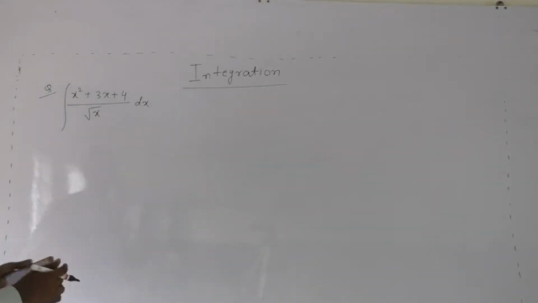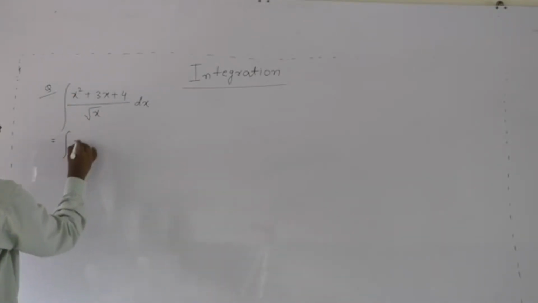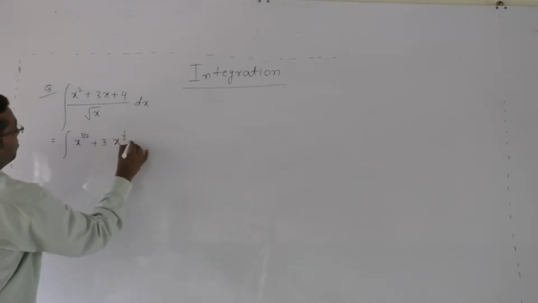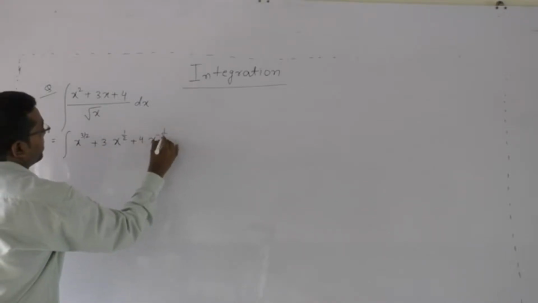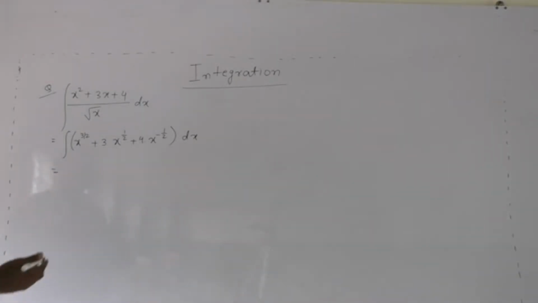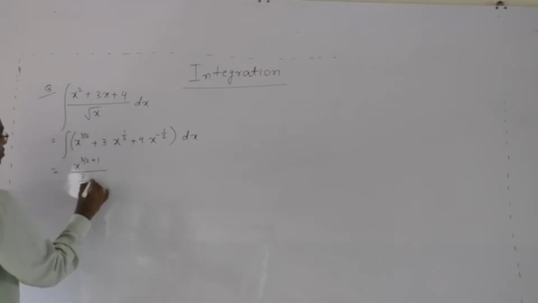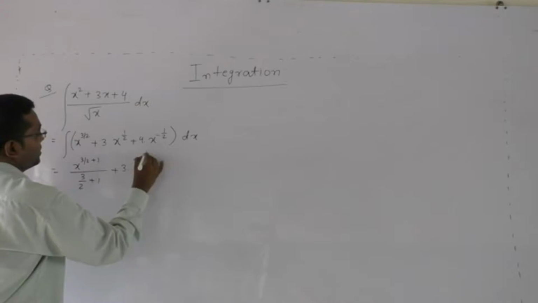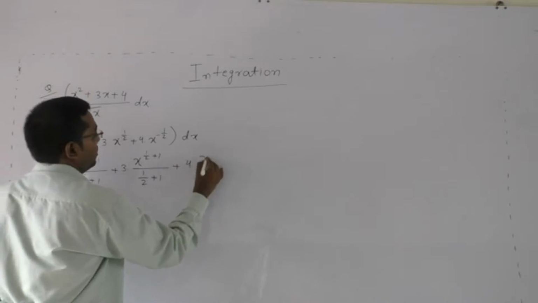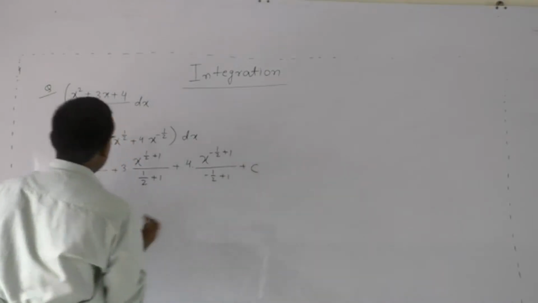Again the same thing we have to do. What we can do, just separate it. So x square by root x, that is, we will get x raised 3 by 2 plus 3 into x raised half plus 4 into x raised minus half. Now we can apply the standard formula to integrate this function. So that will be x raised 3 by 2 plus 1 over 3 by 2 plus 1, plus 3 into x raised half plus 1 over half plus 1, plus 4 into x raised minus half plus 1 over minus half plus 1, plus some integral constant.